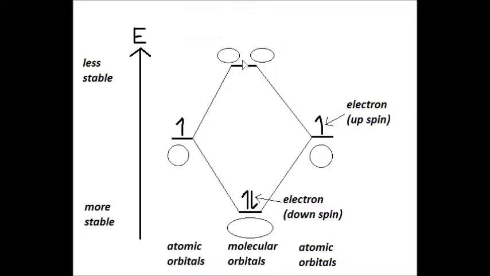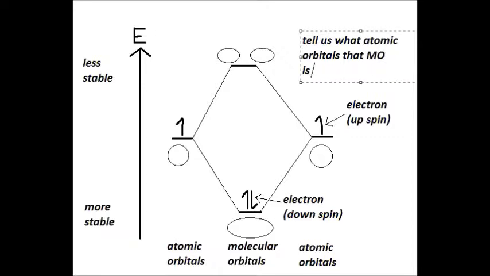Now, let's go back to these little dashed lines. What do those lines tell us? Well, they tell us what atomic orbitals a molecular orbital is made from. So what does that mean? It means that if we look at the molecular orbital, say on top of the diagram, this molecular orbital here, we can use these lines to say, okay, that is made out of this atomic orbital and this atomic orbital. They were mixed together to make that one molecular orbital.